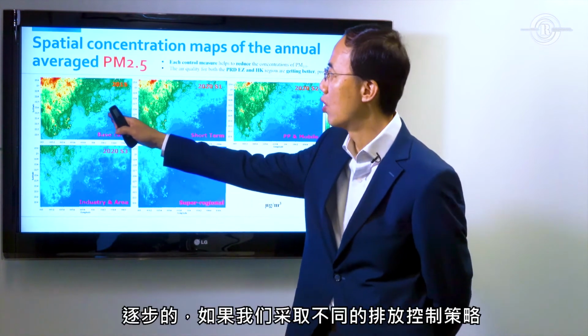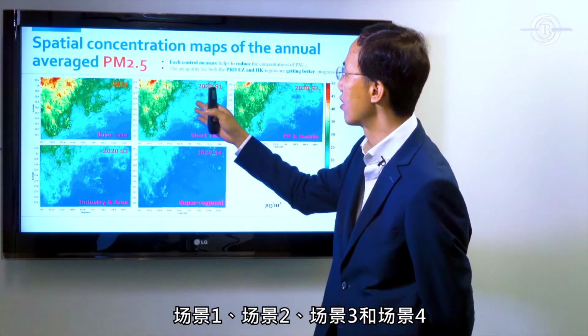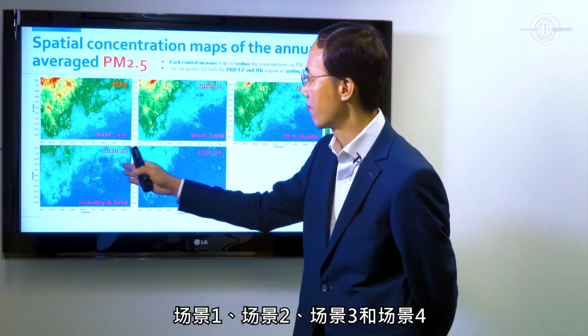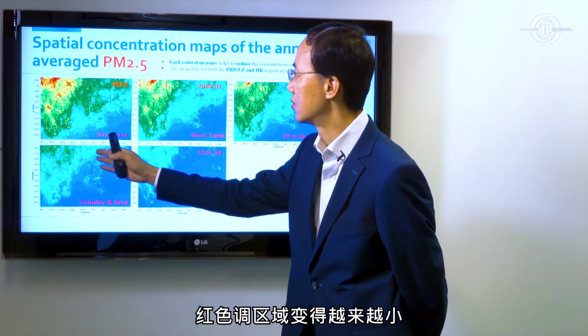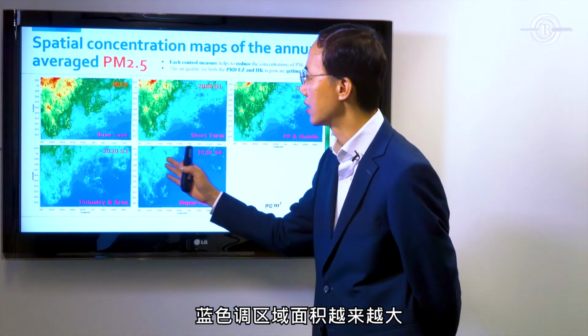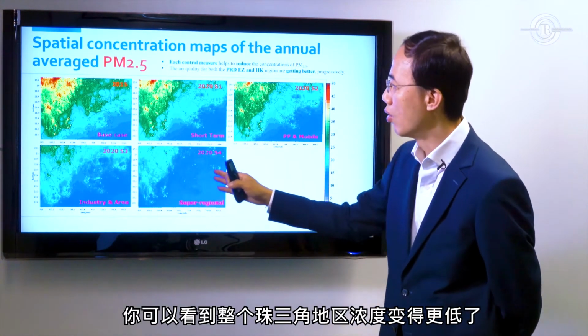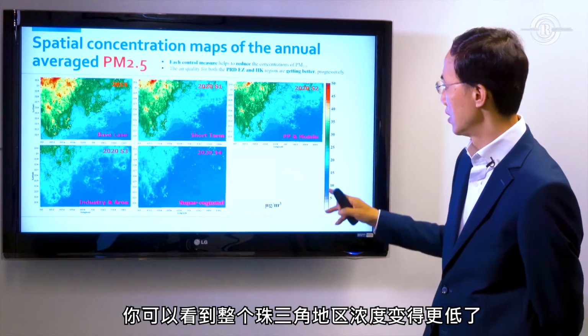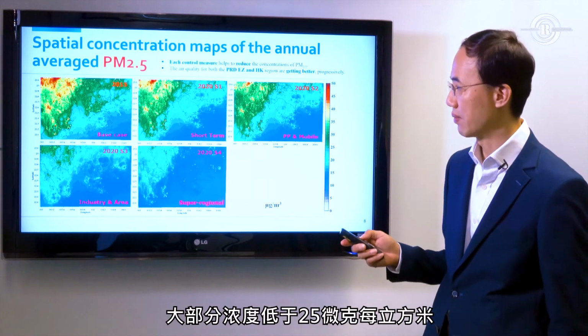As you can see, progressively, if we take very different control strategies, scenario 1, scenario 2, scenario 3, and scenario 4, the red area becomes smaller and smaller, it diminishes. The bluer area increases. If we take the last measure, you can see the whole PRD region becomes lower in concentration, with most of the part less than 25 microgram per cubic meter.